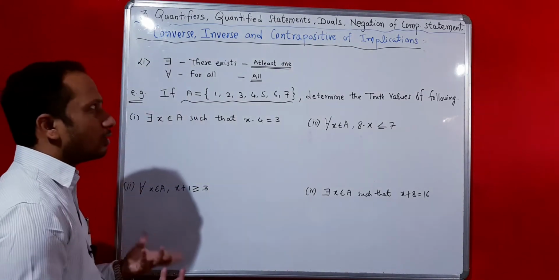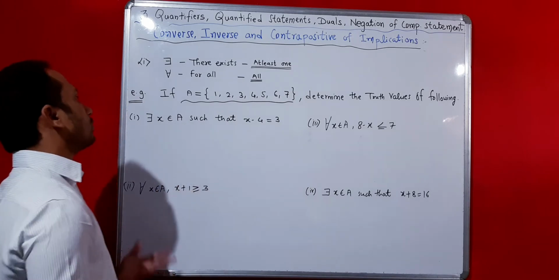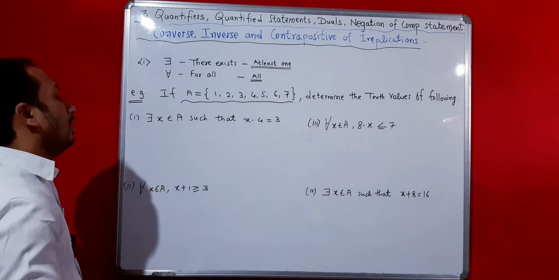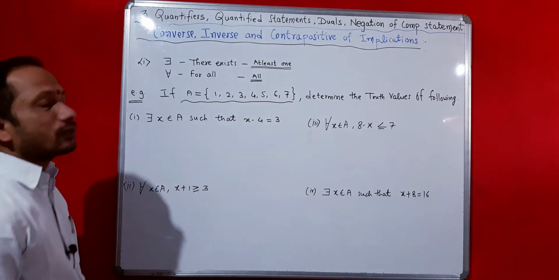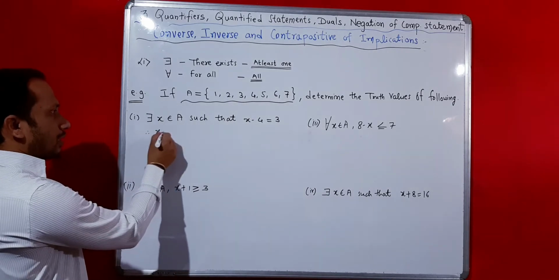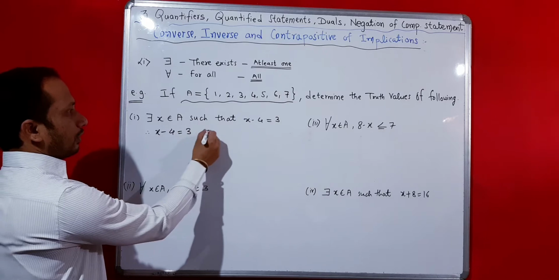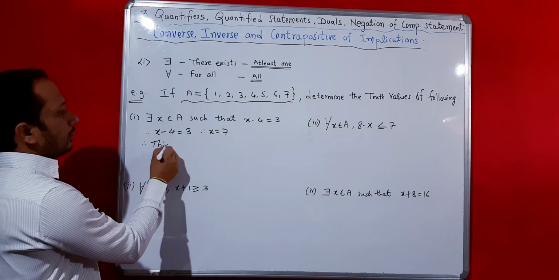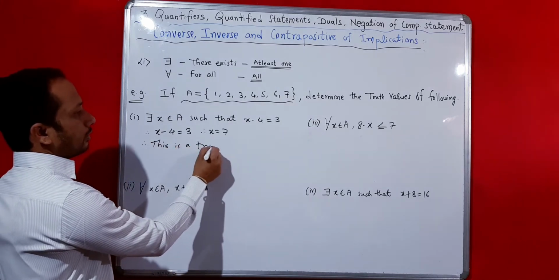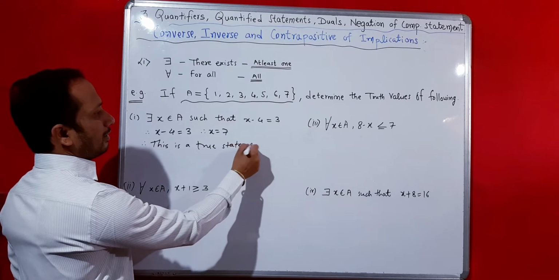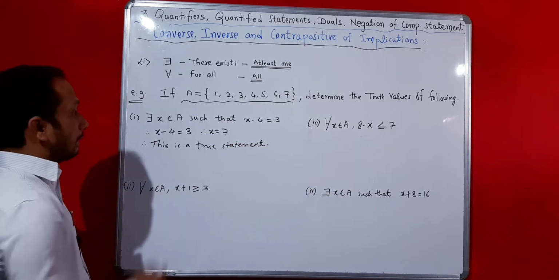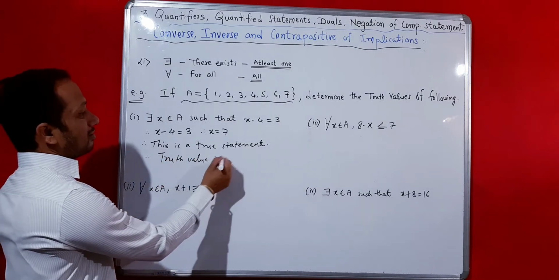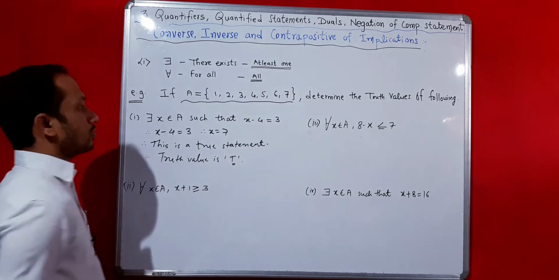A is the set of numbers 1 to 7. Determine the truth values of the following. First, there exists x in set A such that x minus 4 is equal to 3. Solving this, x is equal to 7. 7 is present in the given set, therefore this is a true statement. There exists means at least one factor should be present, therefore the truth value is T. In this way you have to solve these.